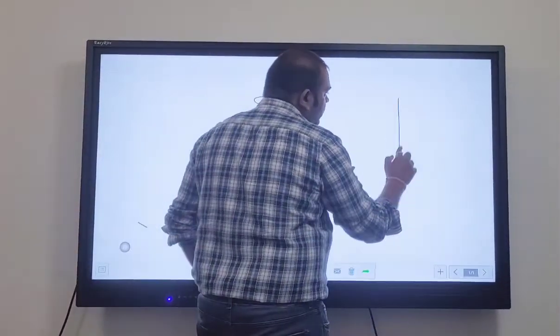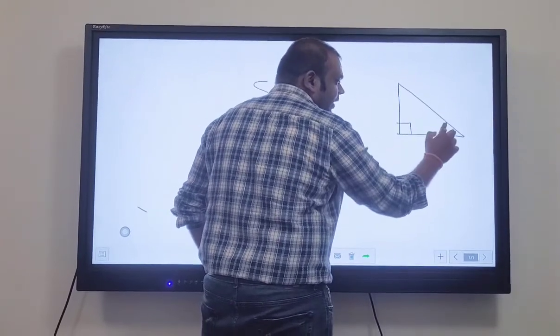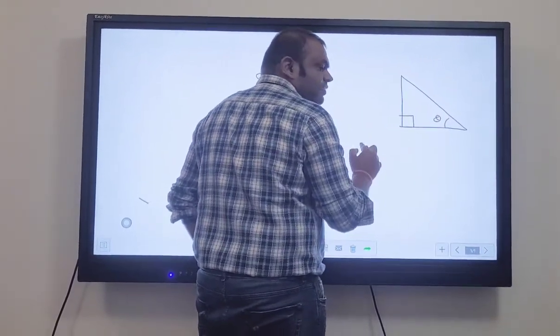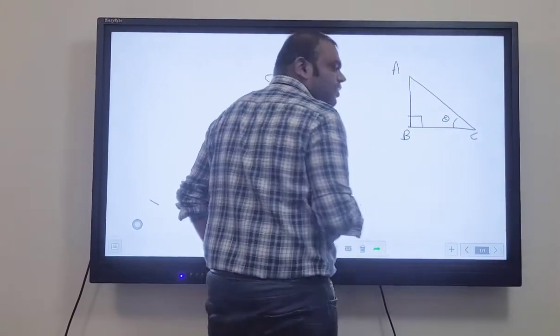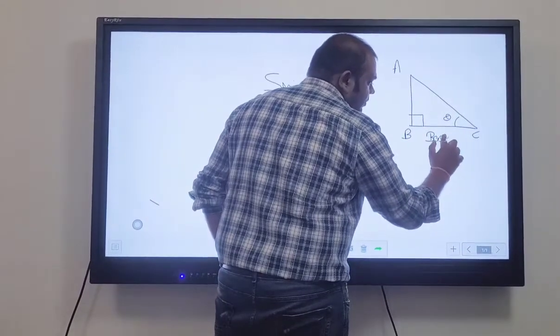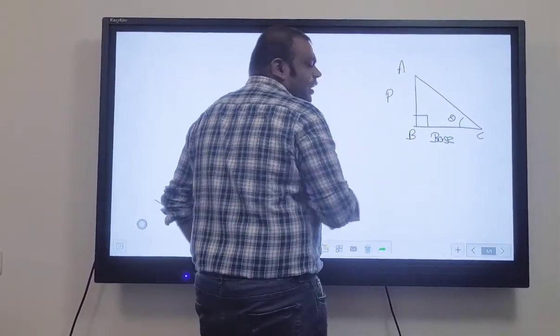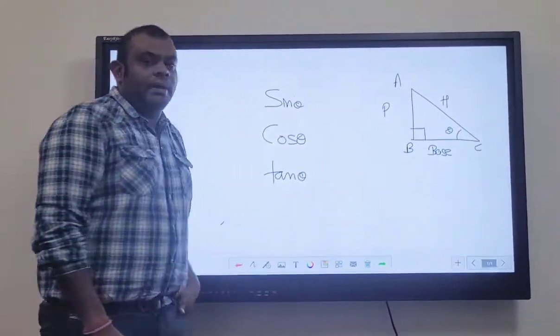Now we know that this is a right angle triangle, this is 90 degree. Let us name this triangle as A, B and C. Now BC is my base, AB is my perpendicular, I'll term it as P, and AC is my hypotenuse.